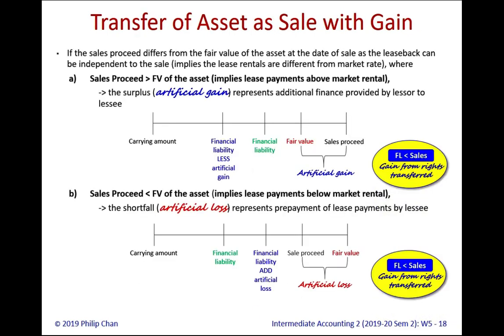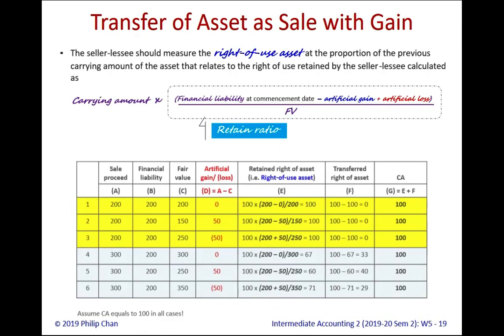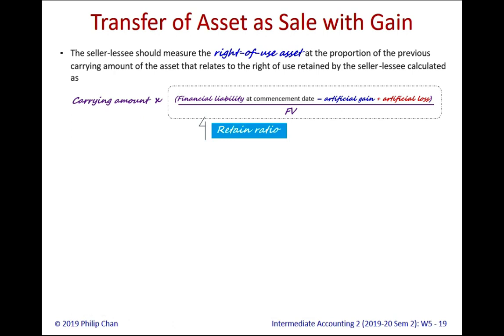Now let's go back to the formula. We've just looked at it before the break. Remember, I taught you how to work out the right of use asset to retain, right? That is based on what? Based on the financial liability at the commencement day, adjusted for the artificial gain or loss, and then compared with fair value. And the reason we use this retain ratio is simple, because you sell something, right?